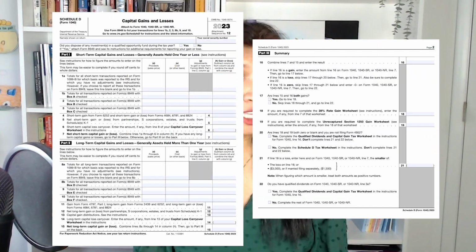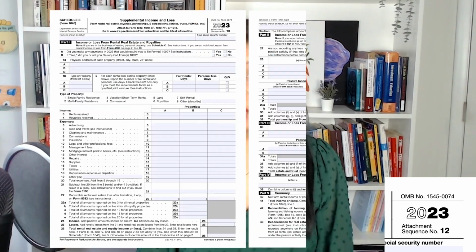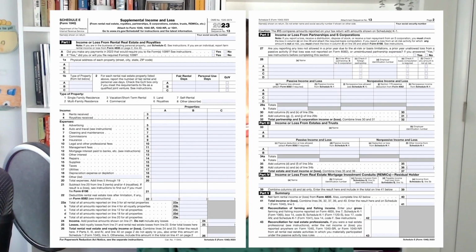Schedule D is for reporting capital gains and losses. If you have investments in stocks, mutual funds, or ETFs, those will go on Schedule D. If you have any capital loss carryover from prior years, you can enter that to offset any gains to reduce your taxes this year. Schedule E is for more sophisticated investors, people with rental properties, partnerships, S corporations, or estates and trusts.